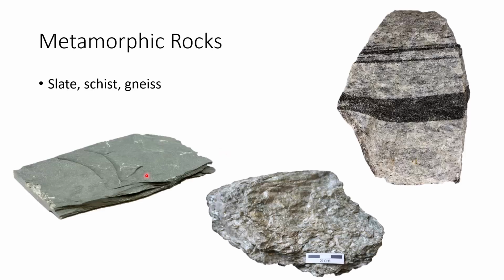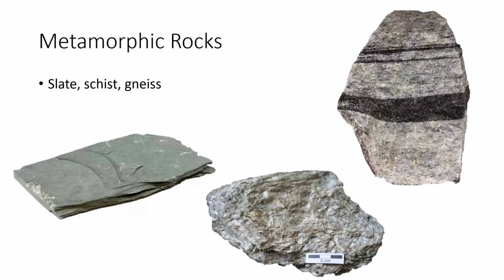Let's begin with slate, schist, and gneiss. These are all foliated metamorphic rocks. And this list is also in ascending order from lowest metamorphic grade to highest metamorphic grade.